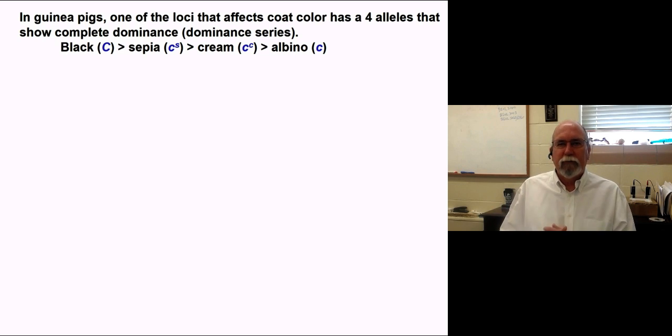So here's a typical problem, stripped out, very similar to where we started when we talked about the silkworms. And we have a dominant series. Only now what we've done is we've added one more allele so that we have 4 alleles instead of 3. But it's still a straight dominant system, right? We have a dominant form here that's black over sepia. Sepia is then dominant over cream and albino. Cream's then dominant over albino.